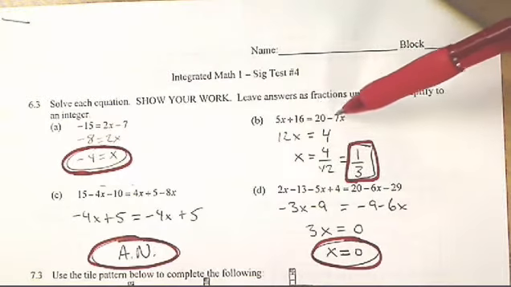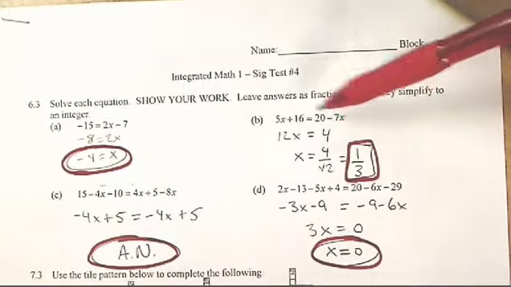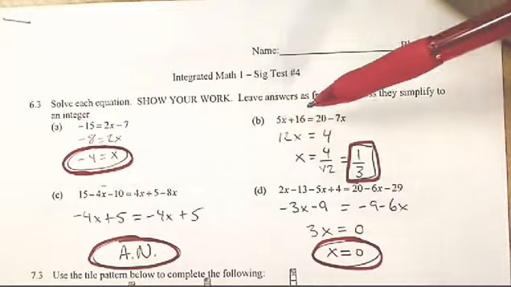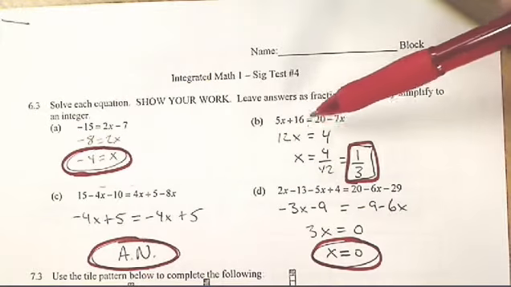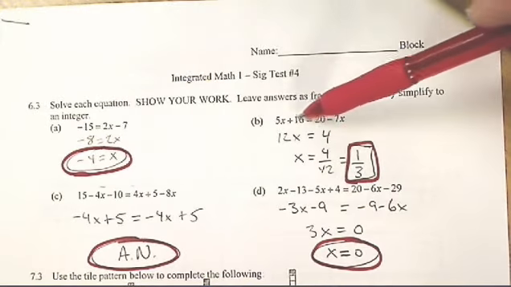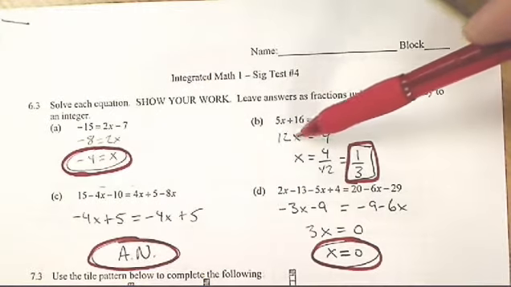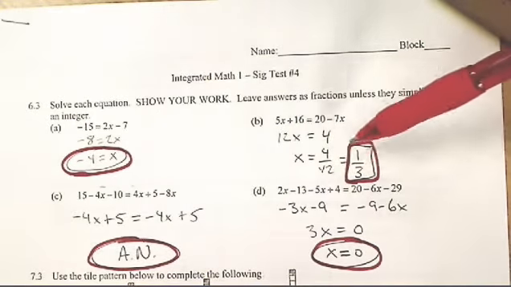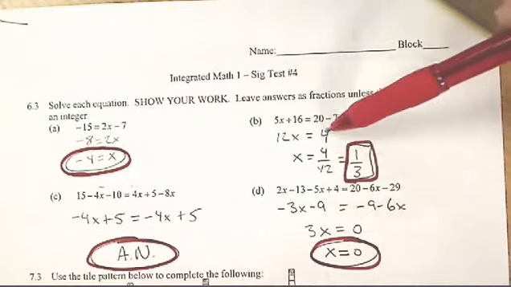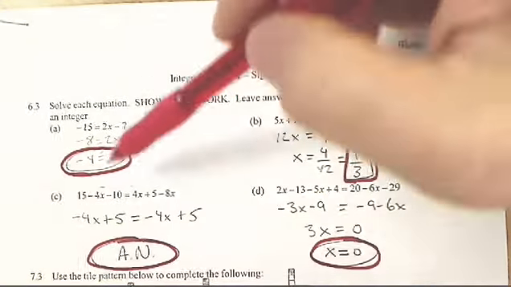Get all my x's on one side, so I'm going to add 7x to each side of the equal sign. That's how I get a 12x. Subtract 16 from both sides, so I get my 12x by itself. Divide by the 12, and that's how you get 1/3, which is 4 over 12.